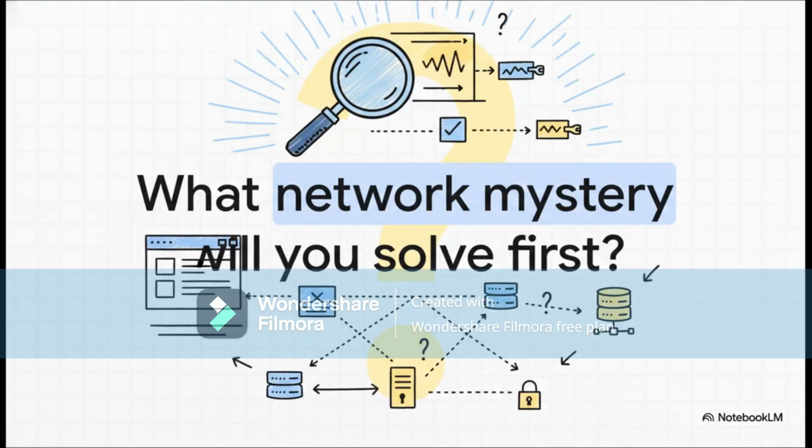So now, you're no longer just a user of the Internet. You're an investigator. You've got the fundamental tools to diagnose, understand, and solve the most common network problems all by yourself. The only question left is, what mystery are you going to go solve first?